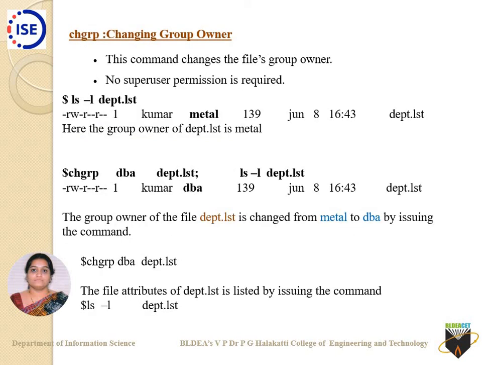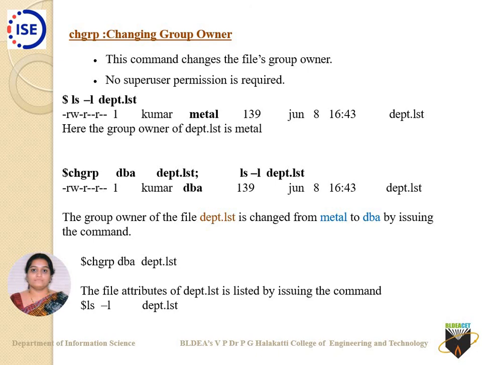Okay, then how to change the group ownership now? Group ownership can be changed by using the command called chgrp. Directly give the group owner name, and to which file you want to change it. Here you can see that my group owner previously was metal, to this file called dept.lst. But who is the new owner here? It is dba. I have just changed it directly with chgrp dba dept.lst. So that's nothing but dba is the new group owner of this file called dept.lst.